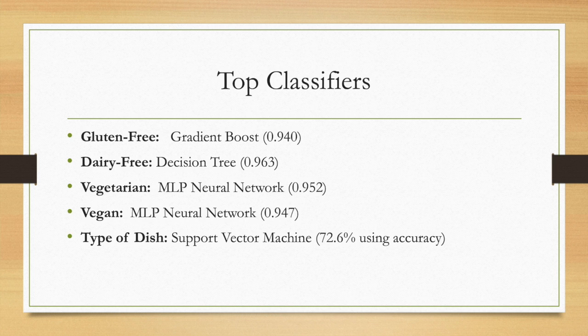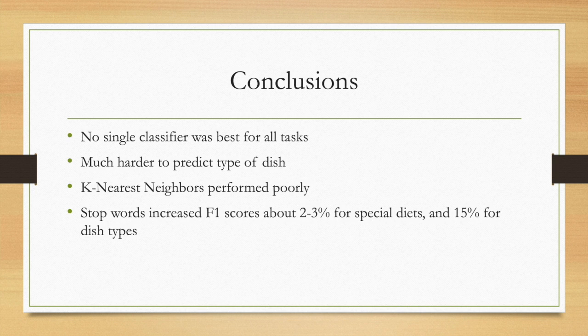Based off of these experiments, I found that the top best performing classifiers were as follows. As you can see from these results, no single classifier was the best for all tasks. K-nearest neighbors in particular performed poorly, and it was very difficult to predict the type of dish.